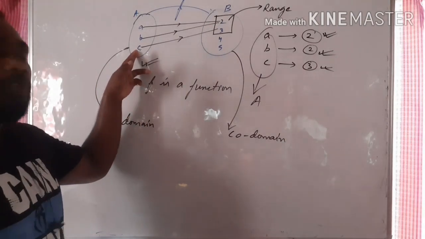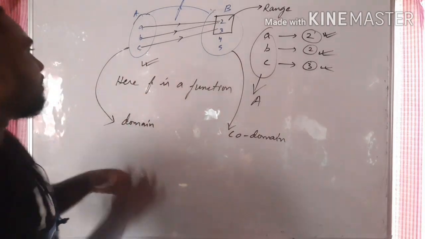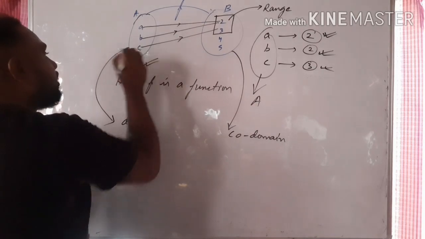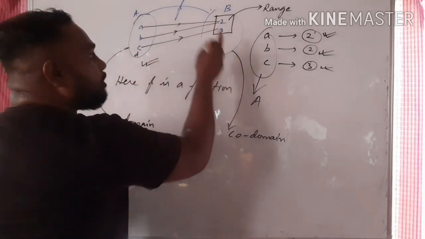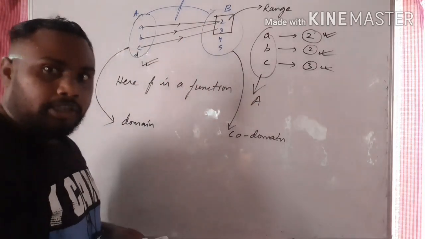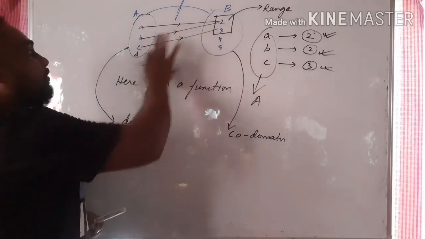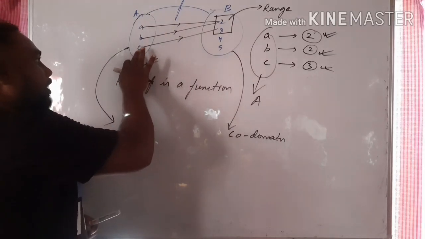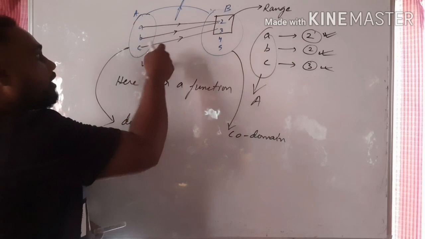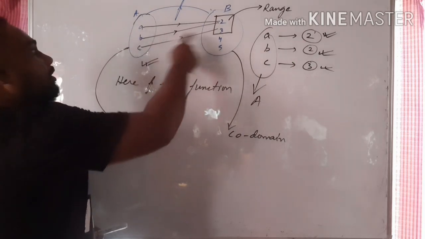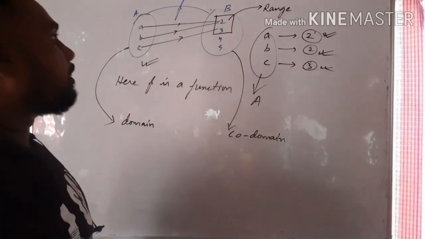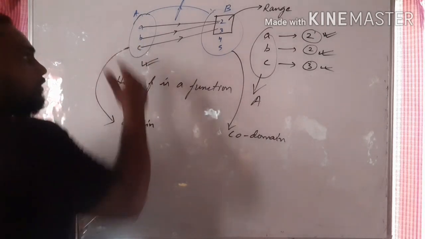In the first set, no element should be left out. If an element is left out here, say for example D was there and D is not related to any element in B, then it will no longer be a function. But here, according to whatever I have given, 3 elements are there and all the elements are related to the set B. That's why it is a function.